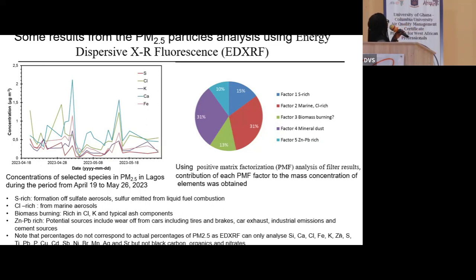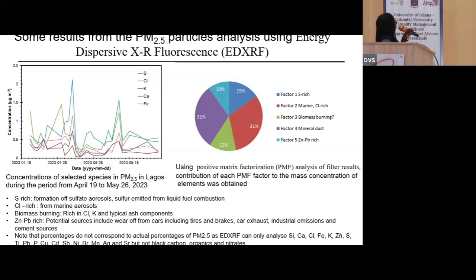So we saw the sulfur-rich formation here, sulfur-rich PMs. See the different percentages here and what is responsible for that. Sulfur aerosols emitted from fuel combustion. Of course, we know of the vehicular source of air pollution, PMs. So the chlorine rich from marine aerosols, you also know we have the lagoon in Lagos there. And then the biomass, a lot of burning. We have the chlorine, potassium, and so on.